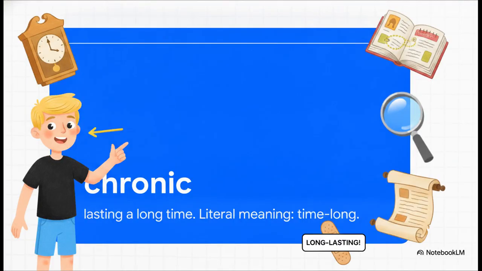To wrap up our core family, we have the word chronic. We add the ic suffix, which again means related to. So the literal translation is time long or related to time. In normal conversation today, we use chronic to describe something lasting a really long time. For example, a chronic illness is one that doesn't just go away quickly. It persists, it hangs around, and it lasts for a long period of time.